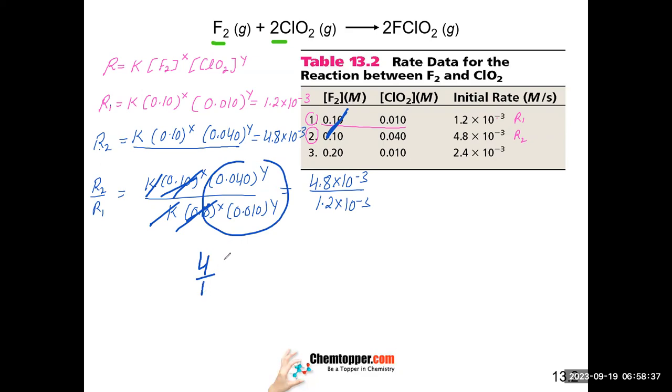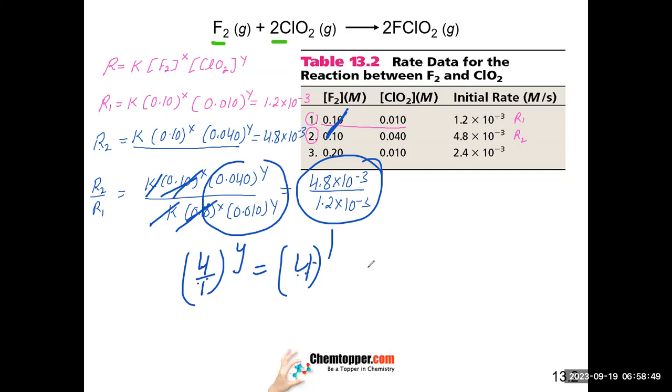And what is this? 4 over 1 raised to power Y. And what is this, children? 4. 4 raised to power 1. Bases are same. You remember we discussed exponential mathematics in unit 0. So what is Y? Y is 1. So this Y is 1.